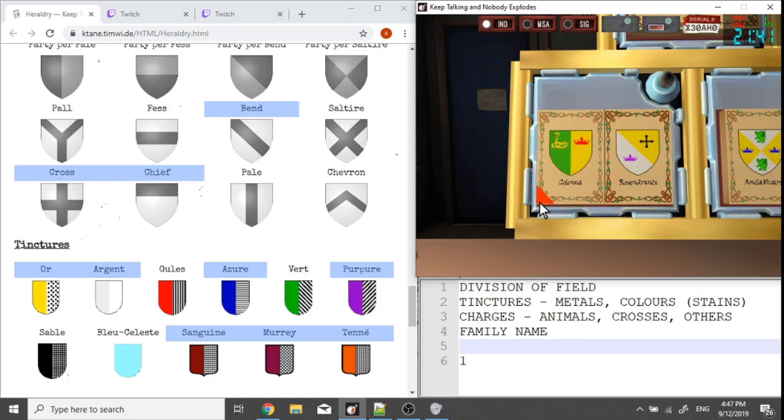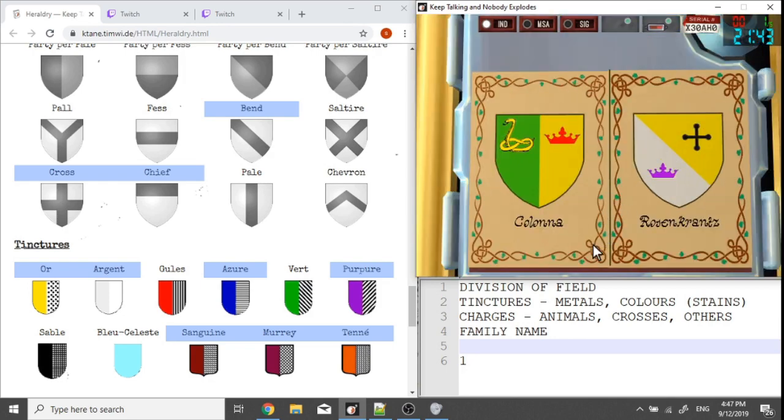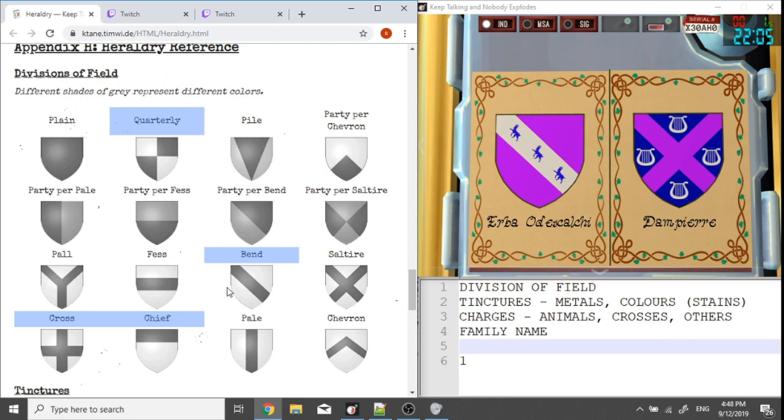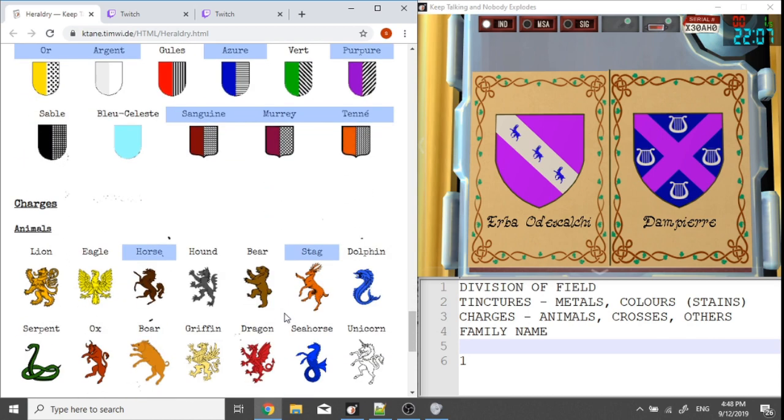Oh, I didn't actually go from the start, did I? Goals here, sable here. Okay, this is an interesting one. Let's check out. We have colors on colors. No, we don't. We have a colored charge, but it's not on a colored field, so that's fine. Purple is fine. A 0 is fine. Let's look at the division. The division is bend, so this is fine.